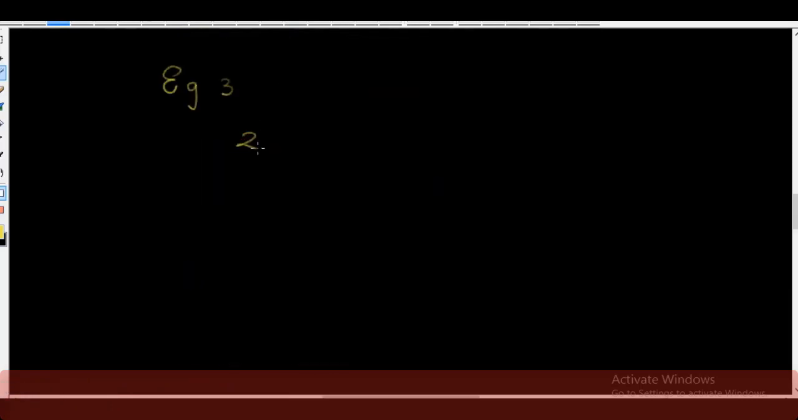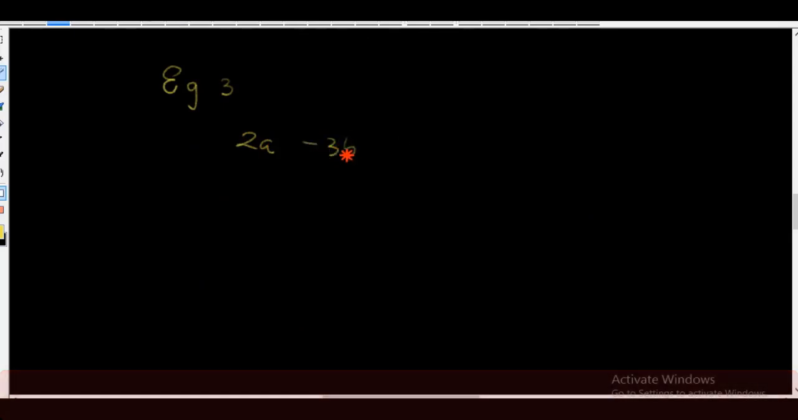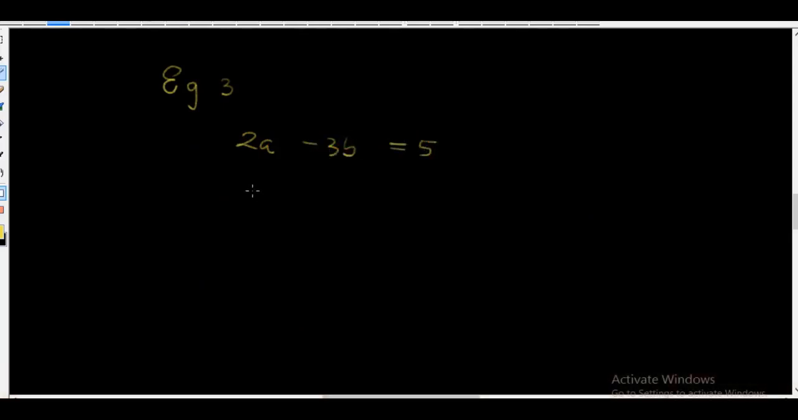Example 3 says that 2a minus 3b is equal to 5, and a minus b is equal to 4. So this is equation 1 and this is equation 2. From equation 2, you will agree with me that a is equal to 4 plus b. Let's substitute for a in equation 1.